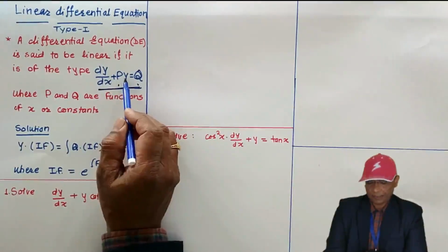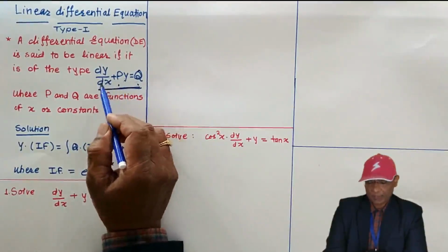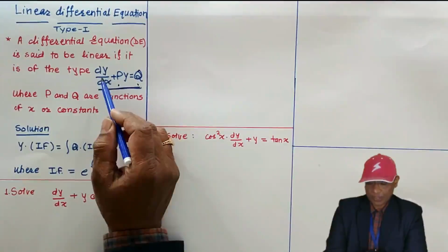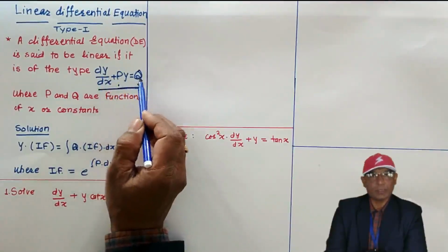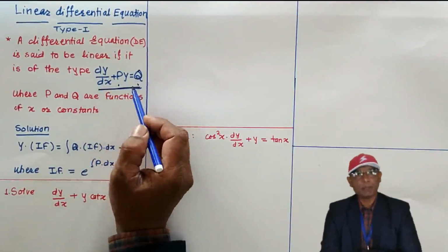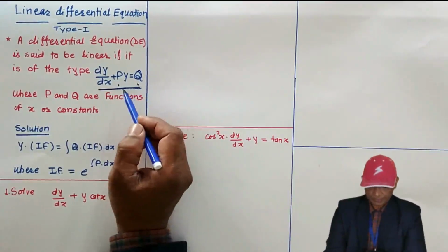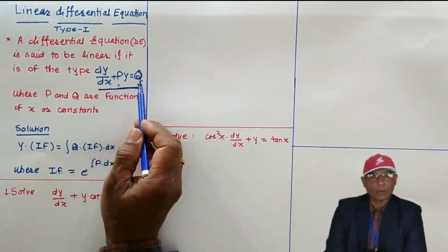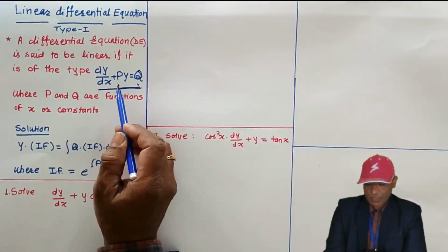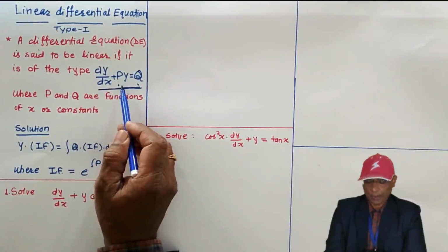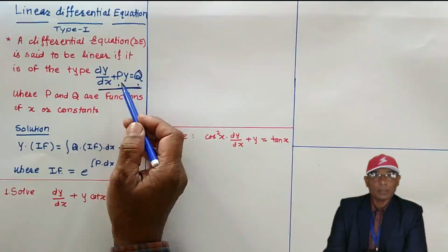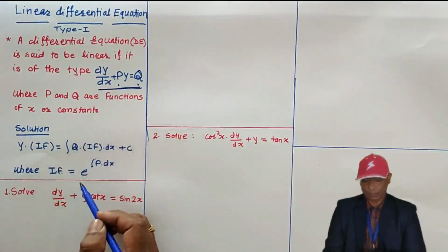Here we have y, and if you look at it, there are three terms: first term, second term, and third term. Terms are separated by plus, minus, or equal to sign. So where p and q are constant. If equation is of this type given to you, then integrating factor is required to be found.